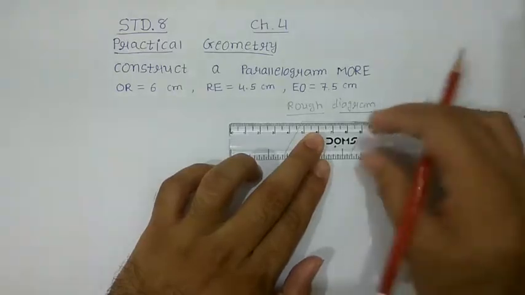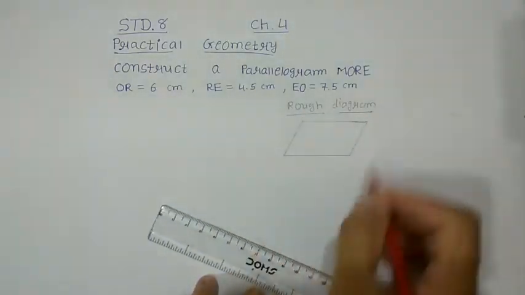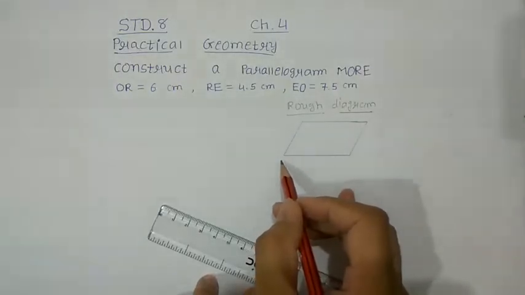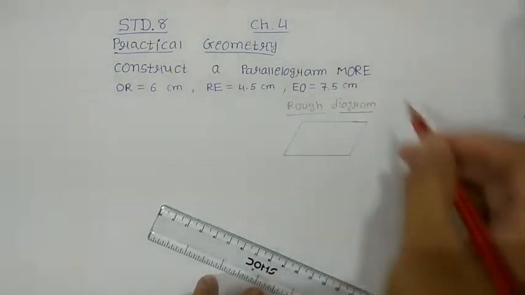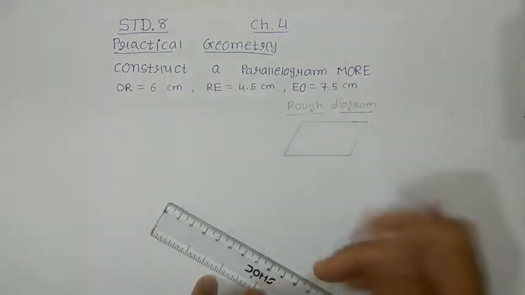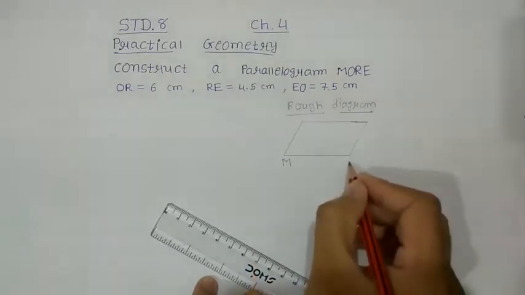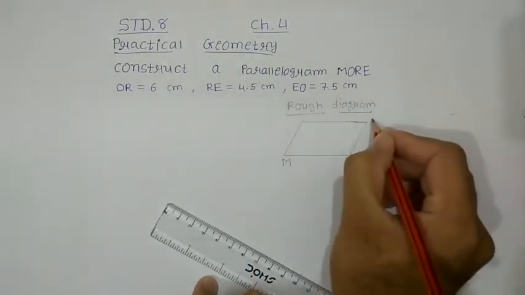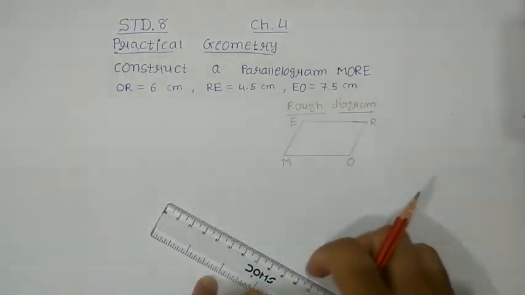Now give it the name. We can give the name in the clockwise direction or anti-clockwise direction. So we will start from here: M, O, R and E.